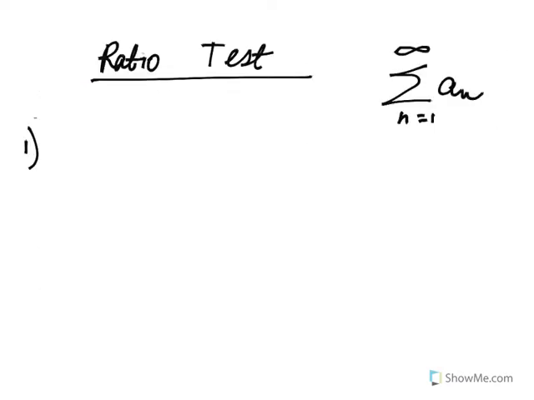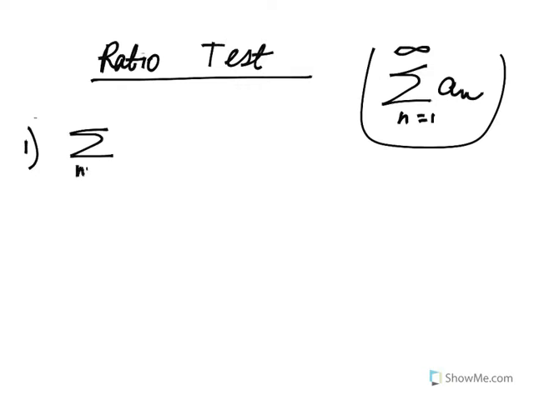Okay, now in this video I want to talk about the ratio test, and that's a very, very important test because that is going to appear on your free response as well. So let's say you have this series, start at 1, a sub n. Now we have three conditions, three statements to make.